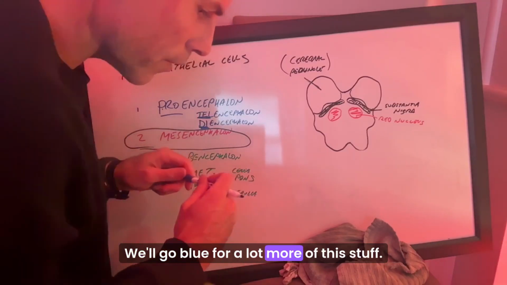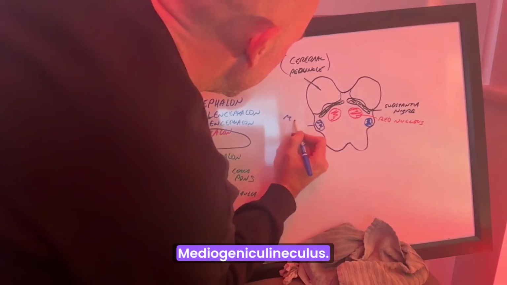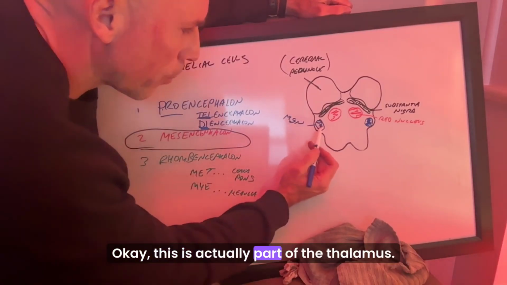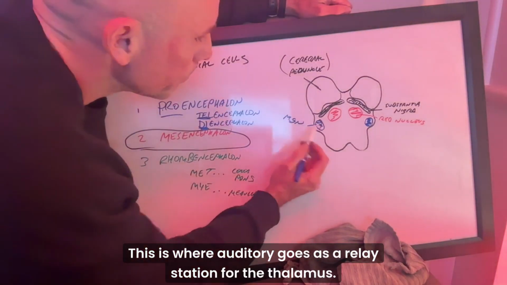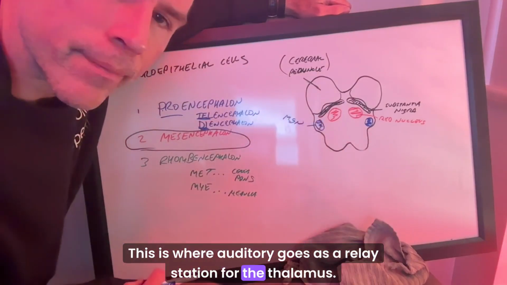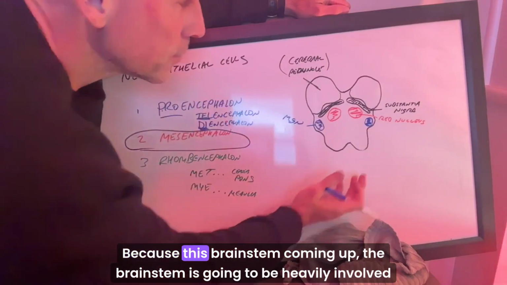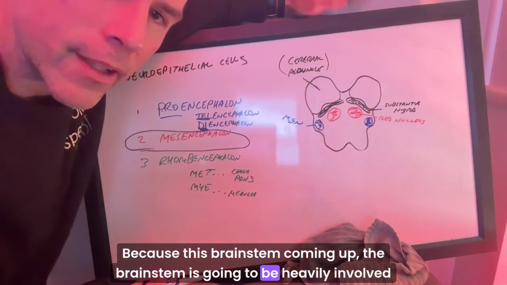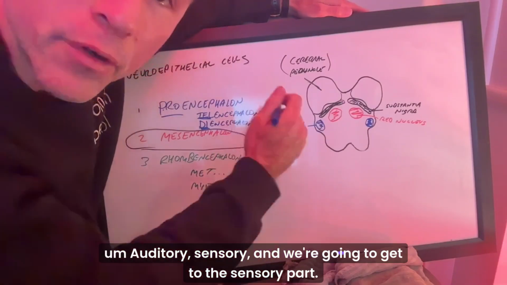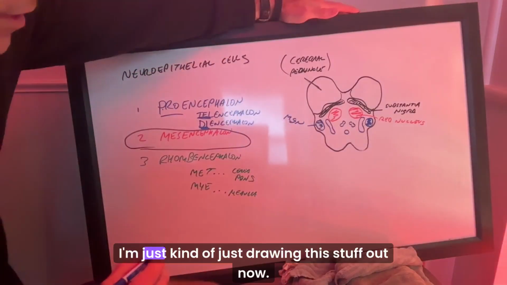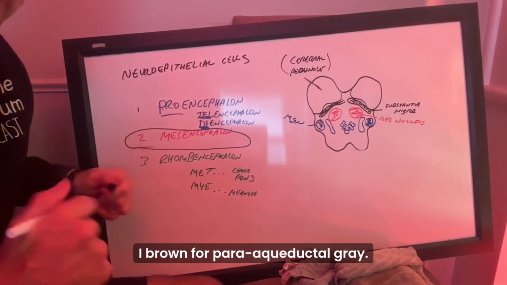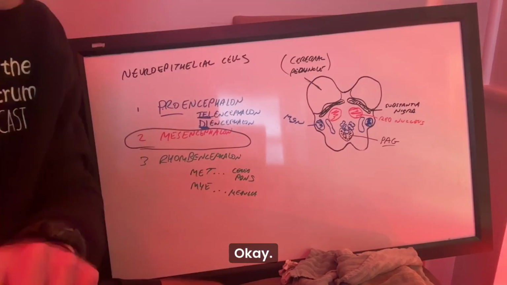We'll go blue for a lot more of this stuff. Here, medial geniculate nucleus. This is actually part of the thalamus. This is where auditory goes, as a relay station for the thalamus. Because the brainstem coming up is going to be heavily involved with auditory, sensory, and we're going to get to the sensory part. I'm just drawing this stuff out now. I want brown for periaqueductal gray.